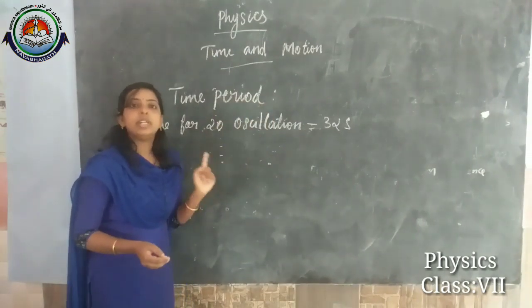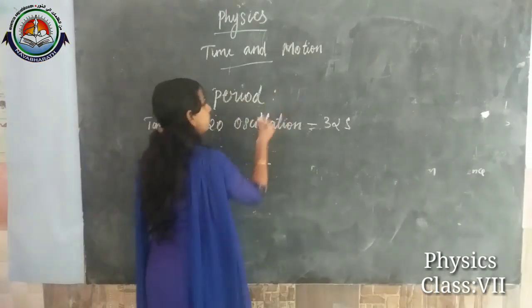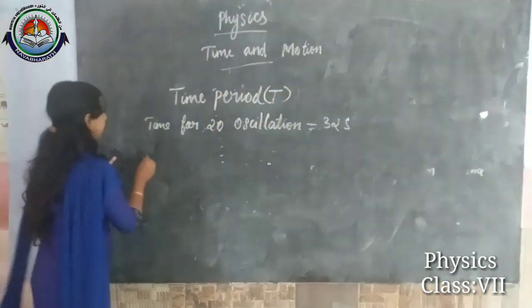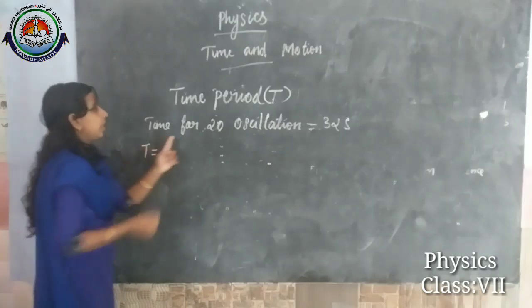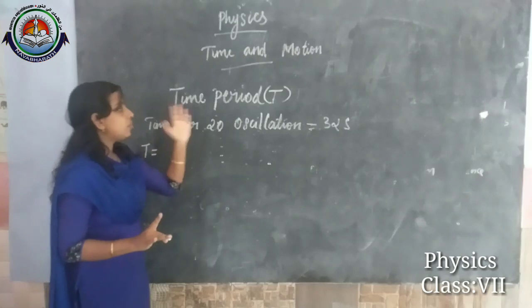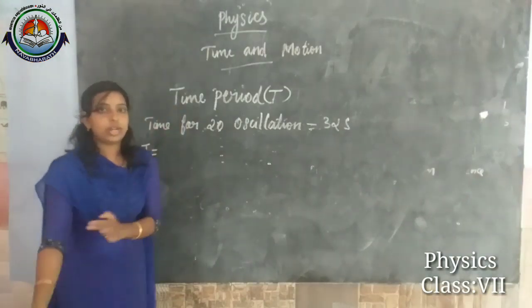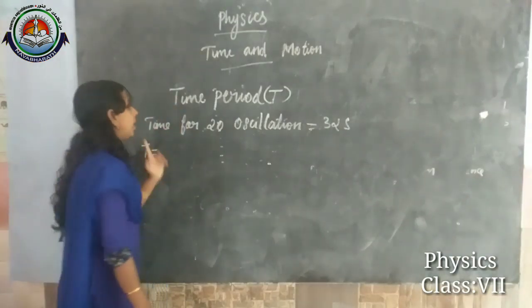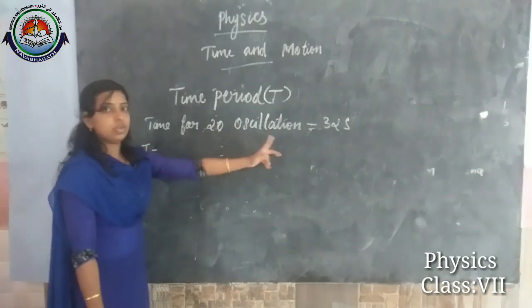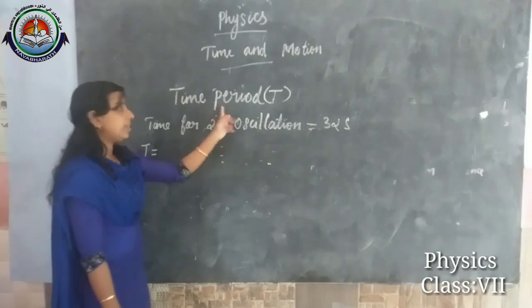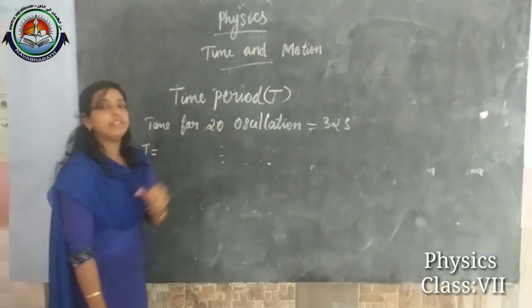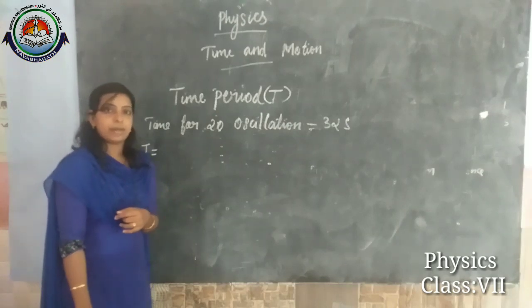Okay, and time period is denoted by the capital letter T. Then time period T is equal to the time for one oscillation. Is it right? We have to calculate the time period only in our question. Time period T is equal to time for 20 oscillations is not considered as a time period. Time period is time for one oscillation.